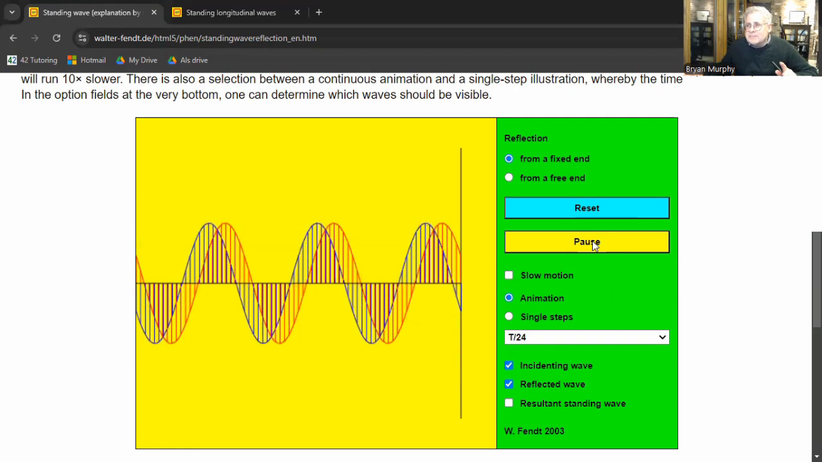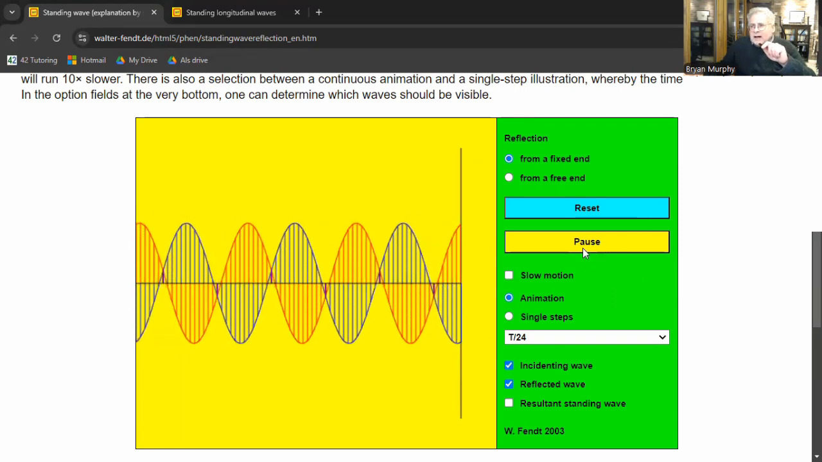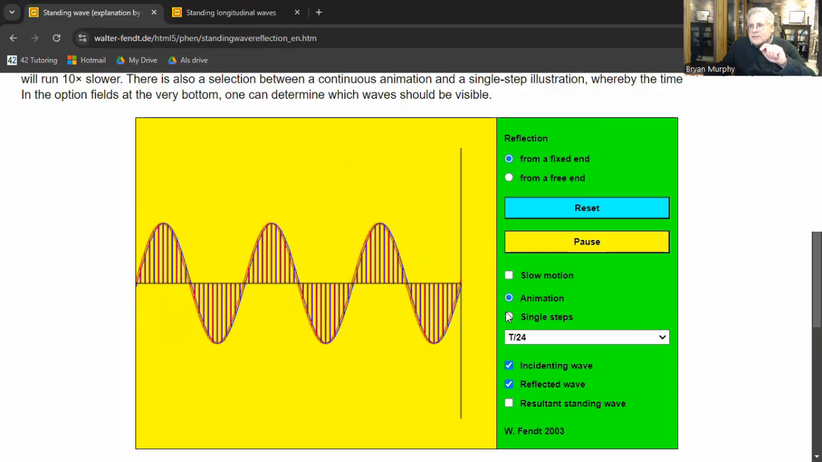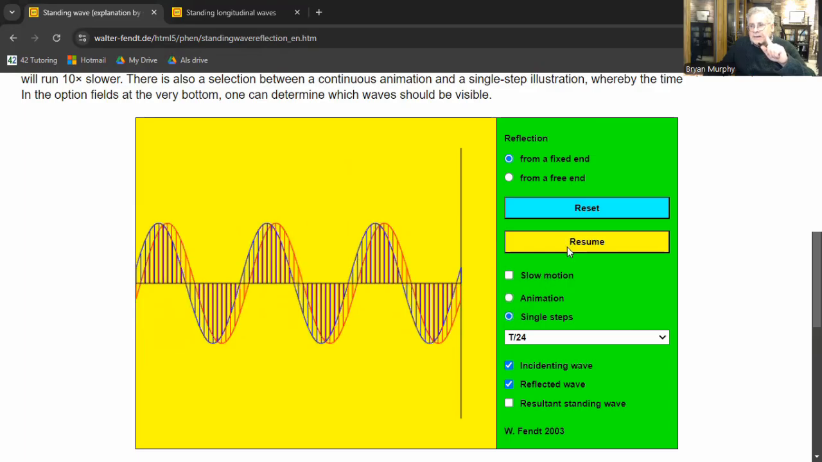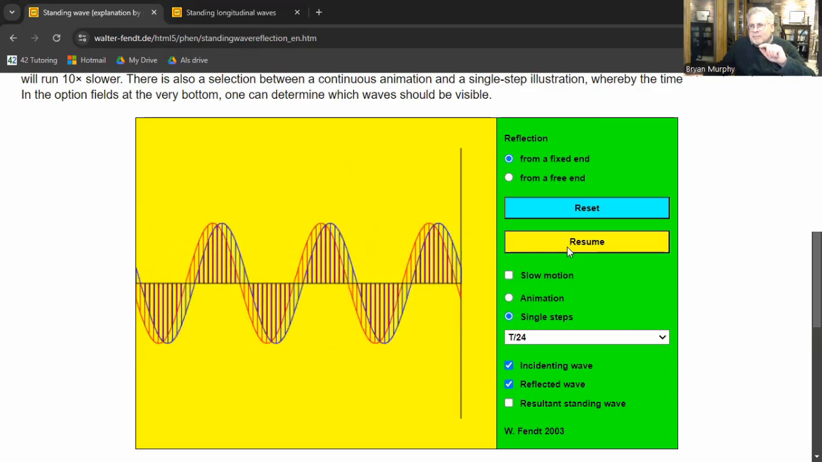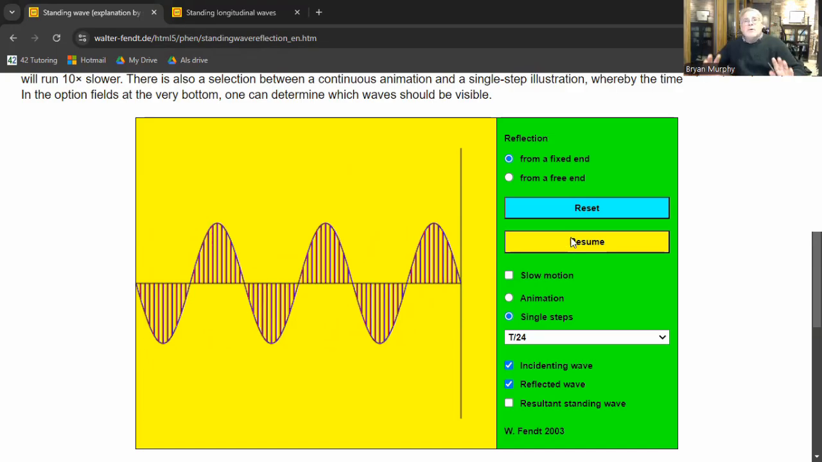I'm going to try to pause it when they are, I don't have to do that. I'm going to go in single steps. And now I'm going to go step by step. There we go. So now we've got the red wave and the blue wave like that.